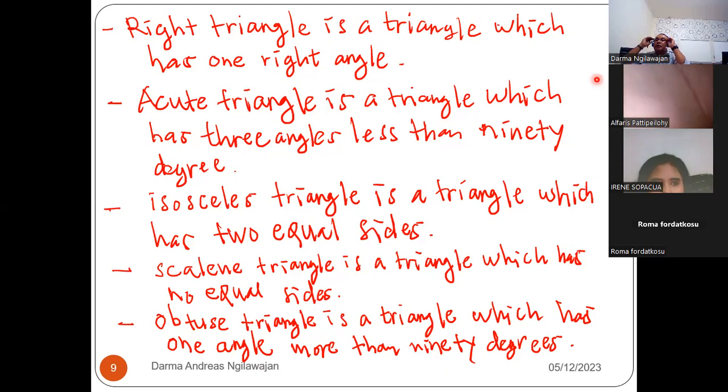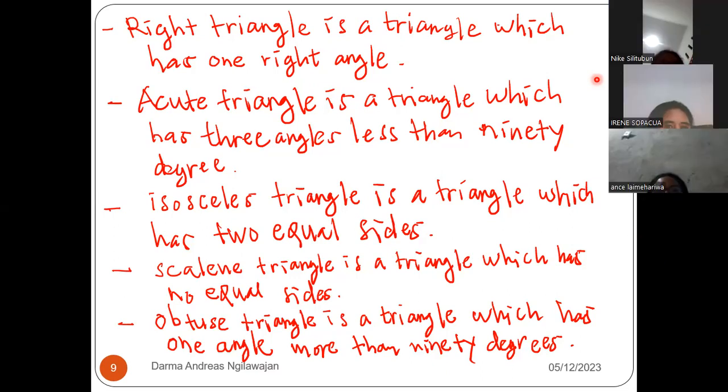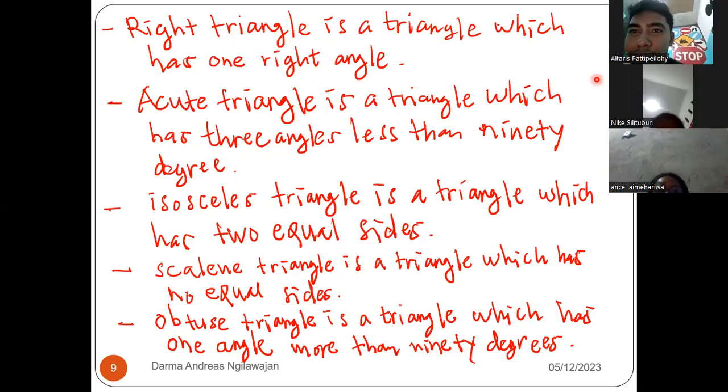Artinya apa? Irene Sopakua. Artinya apa itu maksudnya? Jawab dulu, Irene. Yang kalimat pertama. Right triangle is a triangle which has one right angle. Irene, jawab dulu. Ya Pak. Segitiga siku-siku. Segitiga siku-siku adalah segitiga yang mempunyai salah satu sudut siku-siku, Pak. Mempunyai satu sudut siku. Good.